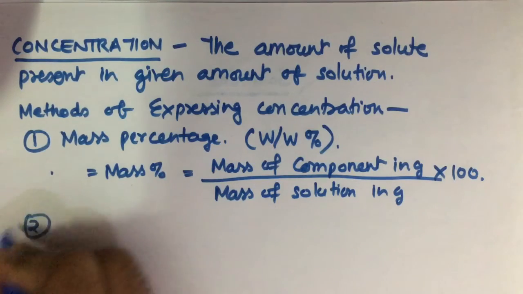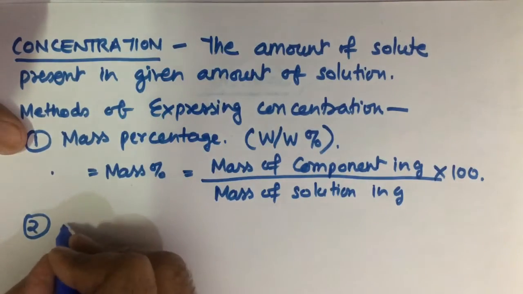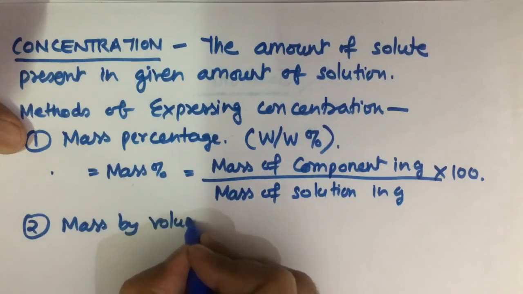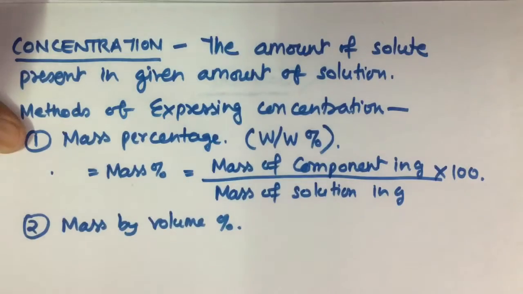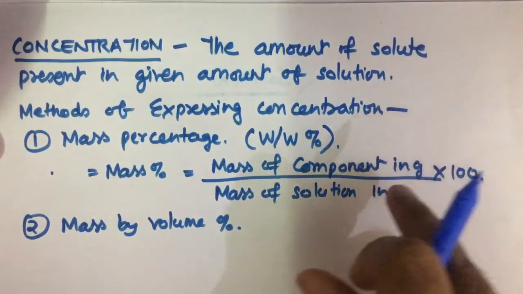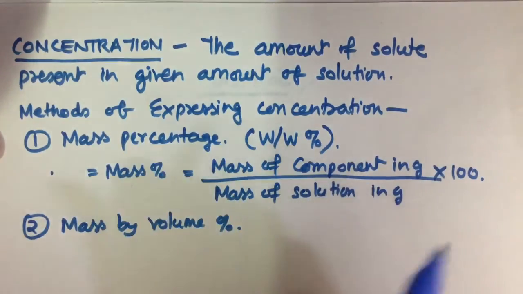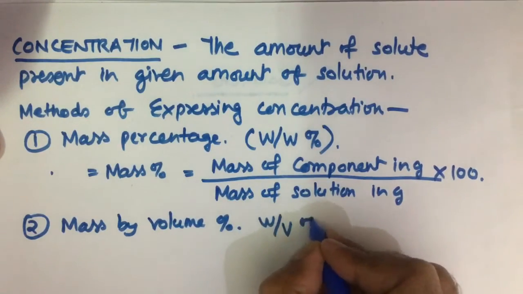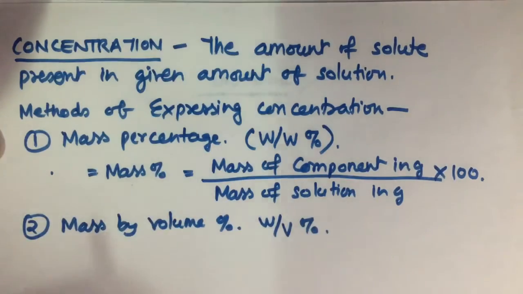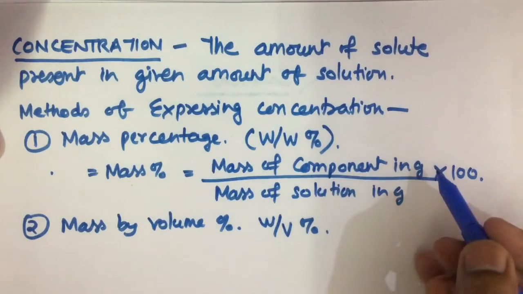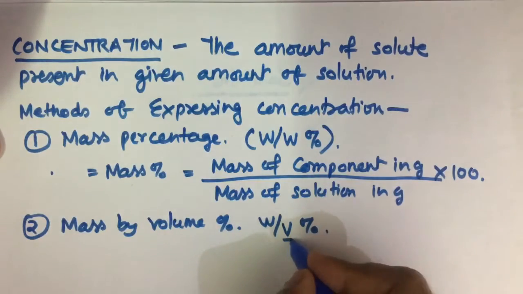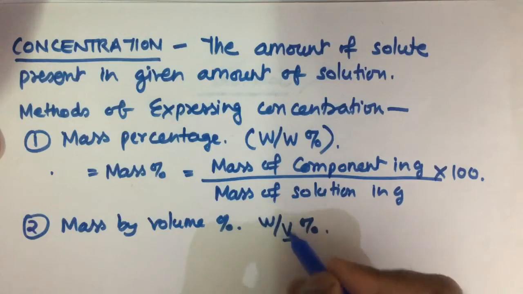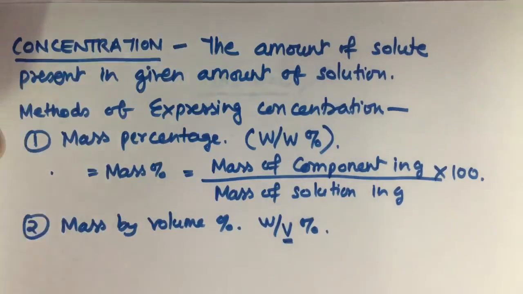The same way, second method is mass by volume percent. The mass percentage is independent of temperature. The mass by volume percentage, W by V percent. It is the mass of the given component present in 100 ml of solution. Here is the volume term. So mass of the component in gram present in 100 ml of solution.